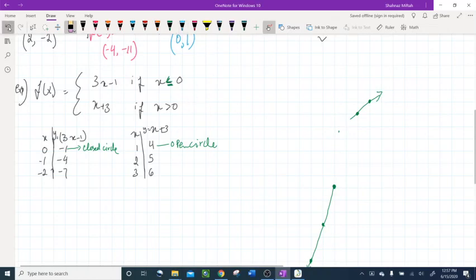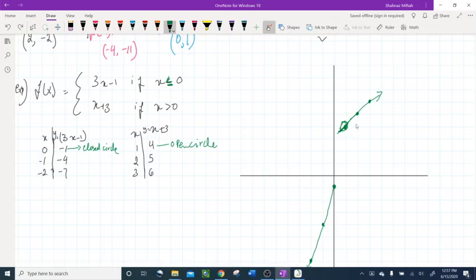Okay. There. This is an open circle. I'm not going to touch it again because it's going to mess up. So this is the open circle. Okay, so it's going to go in this direction. That was the graph of a piecewise function.